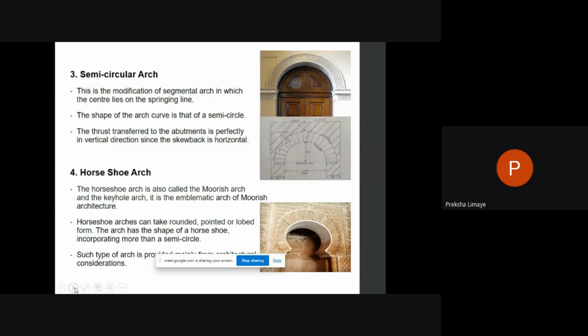Fourth, horseshoe arch. The horseshoe arch is also called a Moorish arch and the keyhole arch. It is the emblematic arch of Moorish architecture. A horseshoe arch can take rounded, pointed, or lobed form. The arch has the shape of a horseshoe incorporating more than a semicircle. Such a type of arch is provided mainly from architectural considerations.